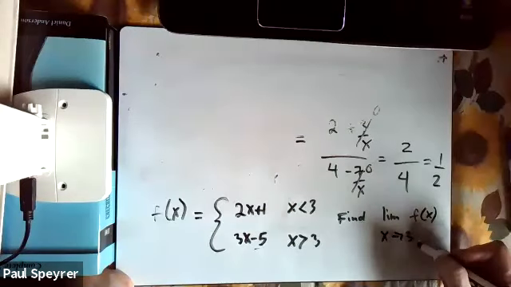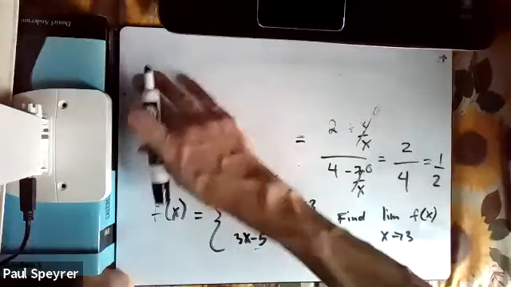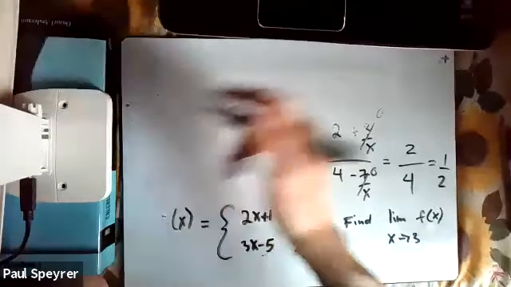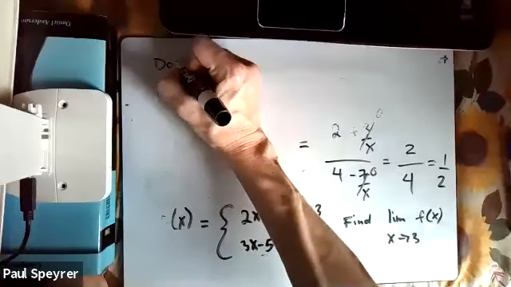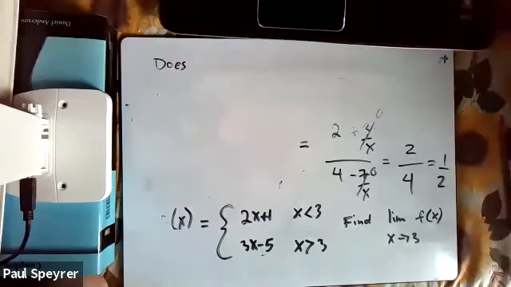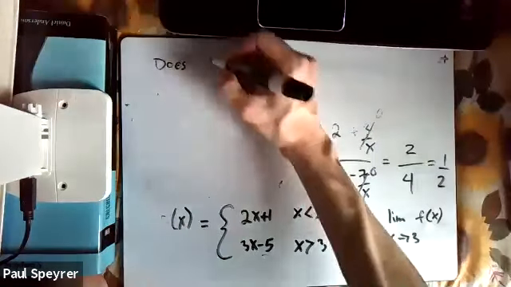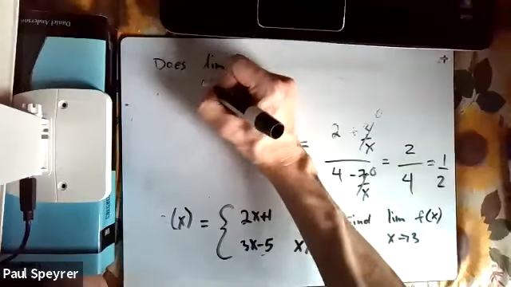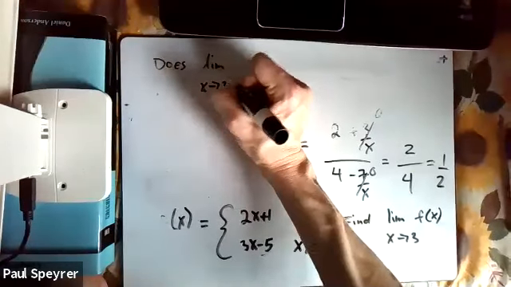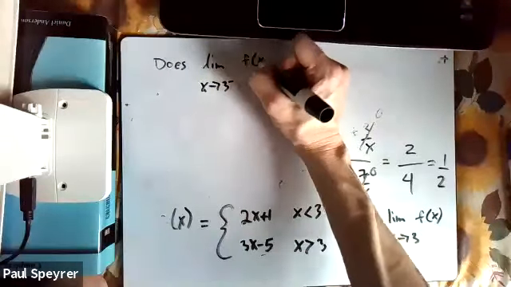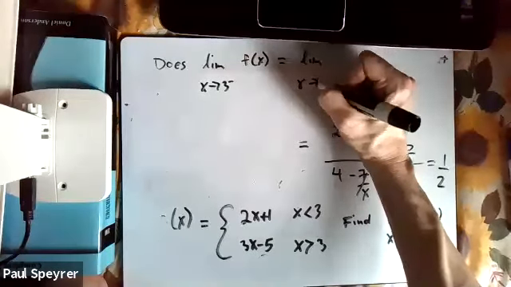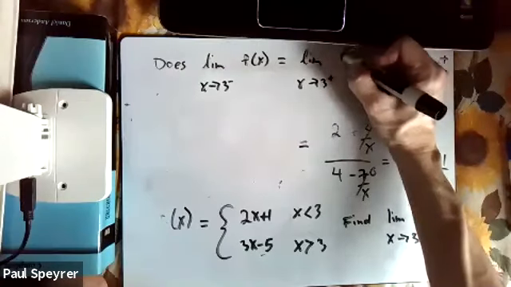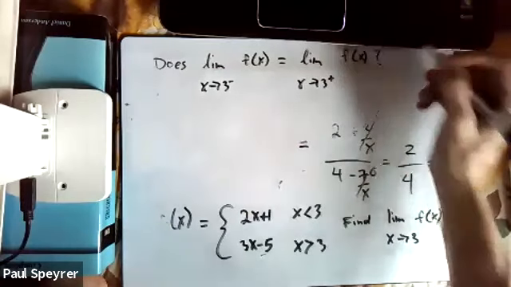So remember, to find the limit, what do we need to find, or what do we need to see? We need to ask ourselves, does the limit as x approaches 3 from the left of f of x equal the limit as x approaches 3 from the right of f of x? Big old question mark, right?